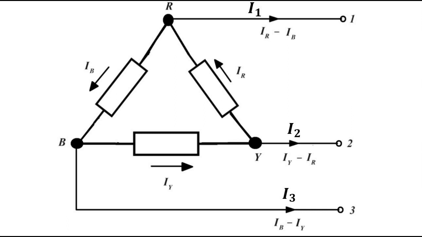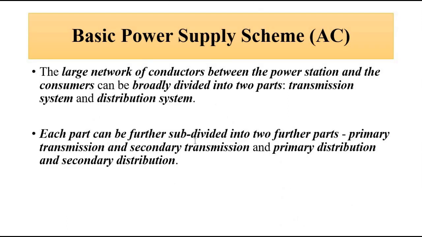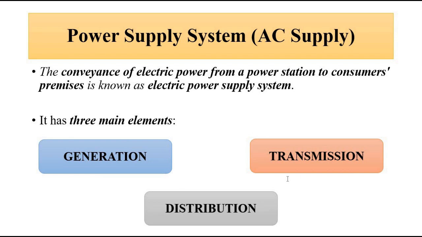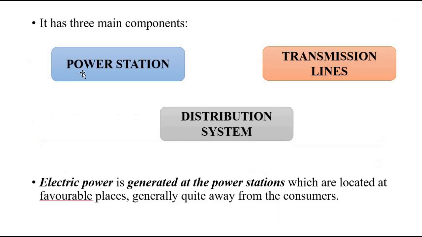Now here we'll discuss the basic layout, the basic power supply scheme for the power supply in the form of AC. Okay, so here, as I said, there are 3 main elements: generation, transmission and distribution.